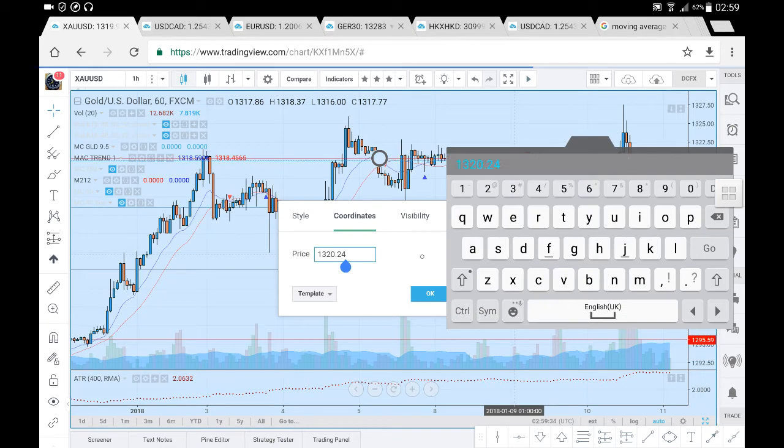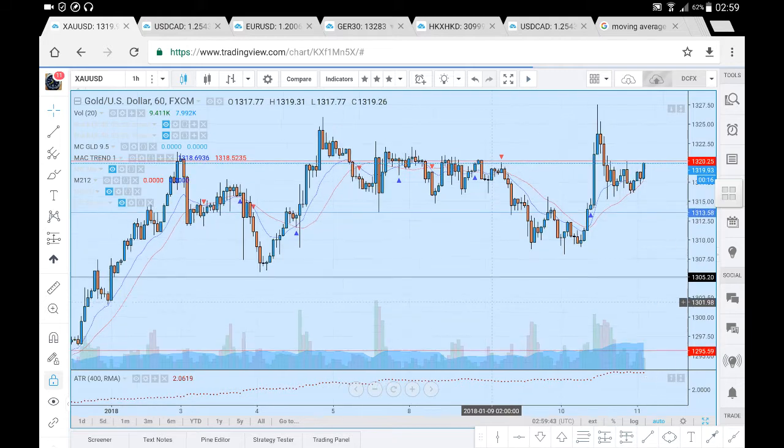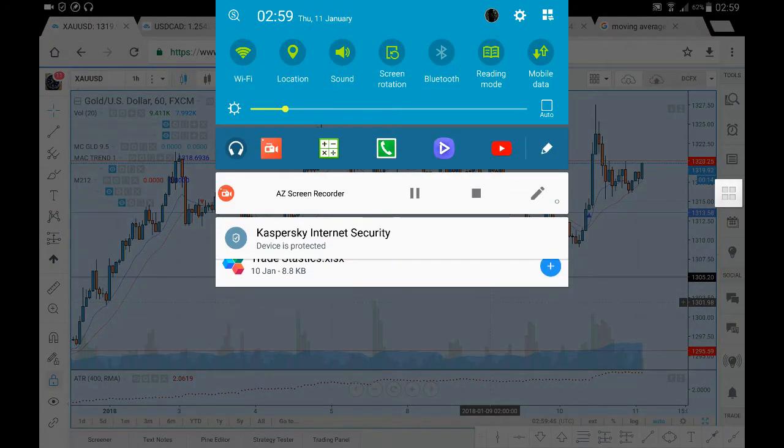120.25. Let's just make sure we get it correct. 120.25. It's not noticeable in the charts. Locking the drawings in on the charts. So let's have a look at what happened with prices earlier.